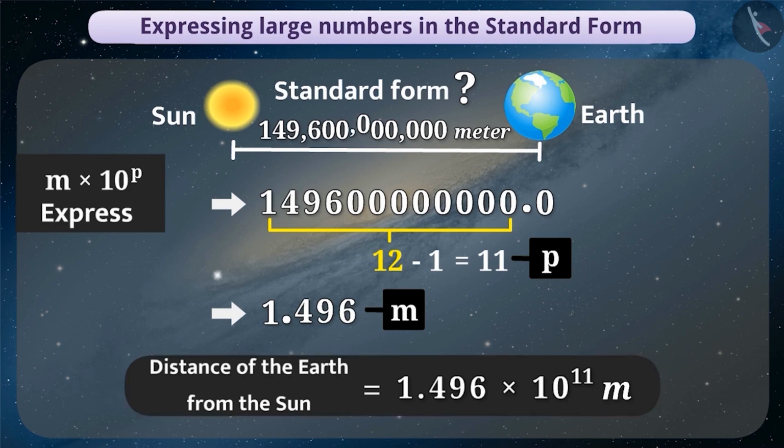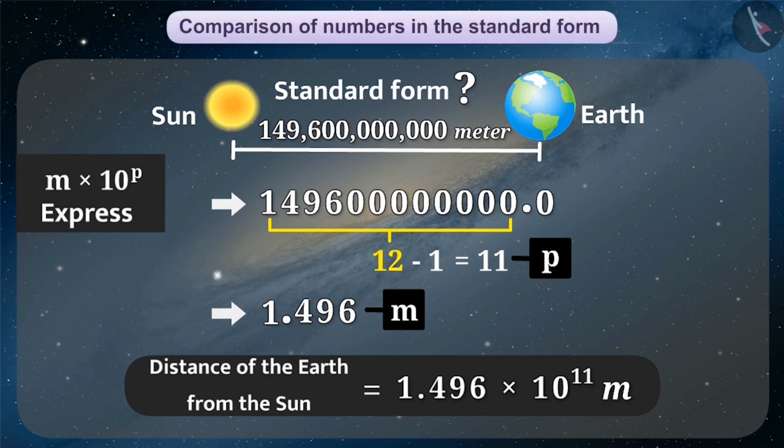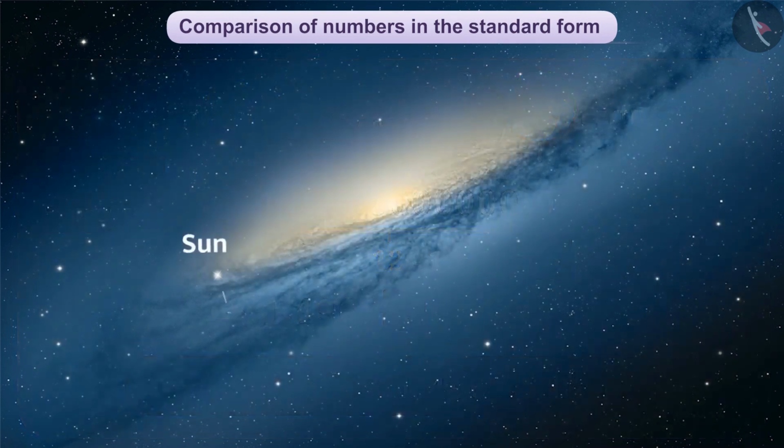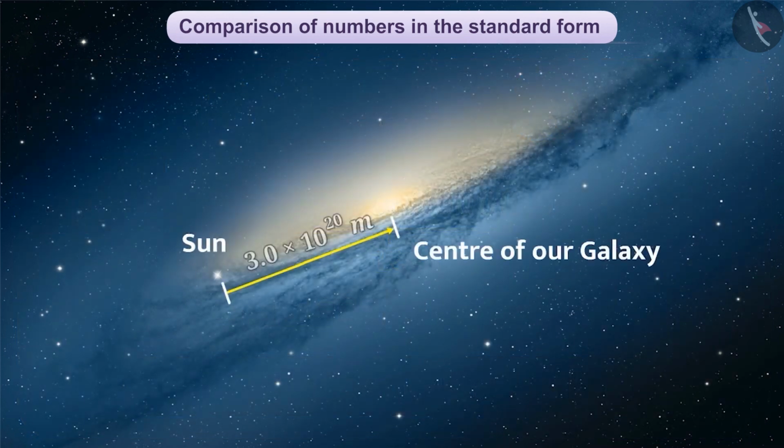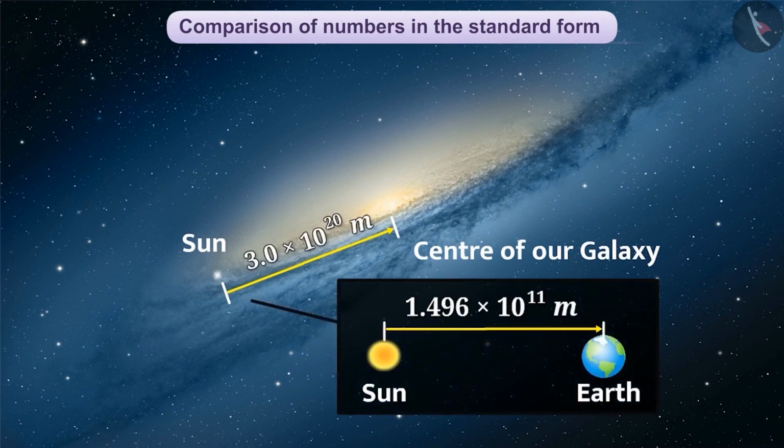As you can see, we can easily read and write numbers in their standard form. With this, we can also easily compare numbers using their standard form. For example, let's compare the distance of the center of the galaxy from the Sun and the distance of the Earth from the Sun.